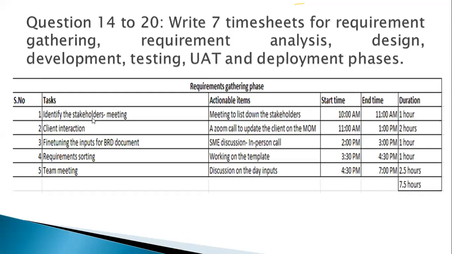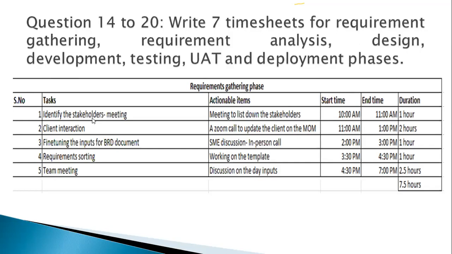But exactly on Monday, what exactly have I done? I had a meeting with my team to list down the stakeholders. When I'm saying identify the stakeholders, exactly on that day, I only had a meeting. What was that meeting? To list down the stakeholders. What was the duration of the meeting? I started at 10 a.m. and I finished at 11 a.m. 1 hour is what I took. Okay.